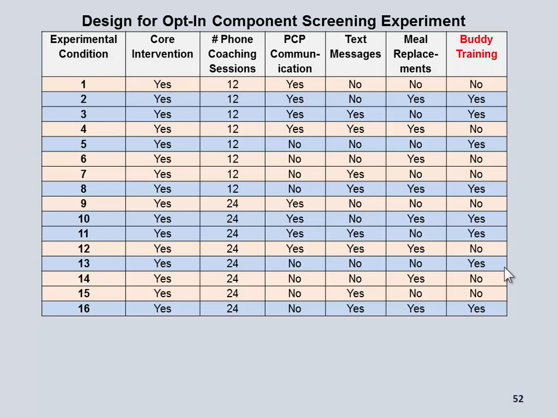One more question, then we go on. Just a comment: the core intervention can usually be called the standard of care, and so it allows for that. If you're doing standard counseling, absolutely, yes. Okay, let's go on.